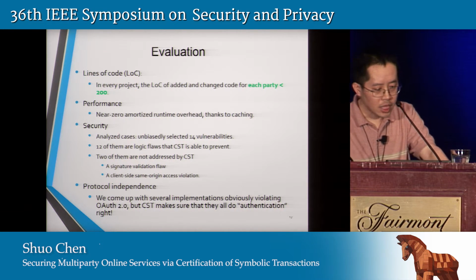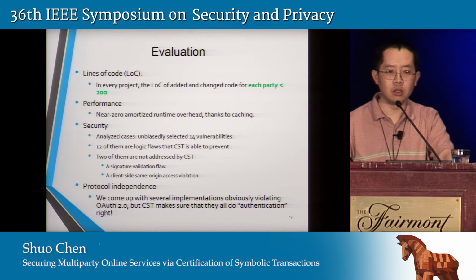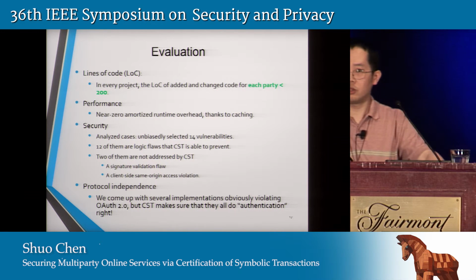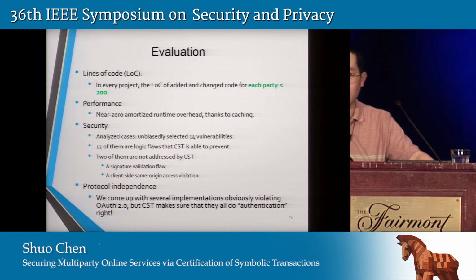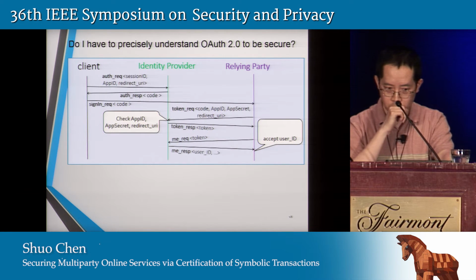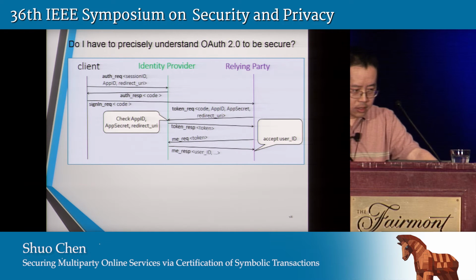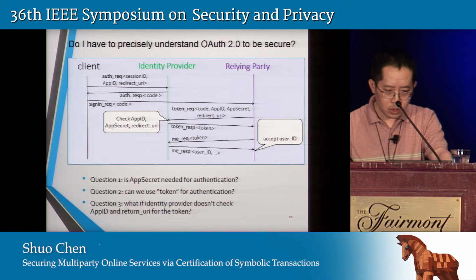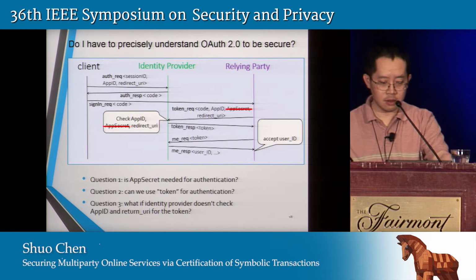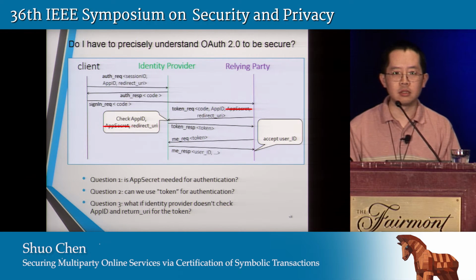To show this, we came up with several implementations, obviously violating OAuth 2.0, but CST is able to make sure that they are all doing authentication correctly, although they violated the protocol. Now, let me briefly talk about what we did. Here you see the original protocol flow, which is doing single sign-on authentication. And our first question is, why do we need this app secret for authentication? So we just removed it. And it turned out that we can still do authentication correctly without this field.